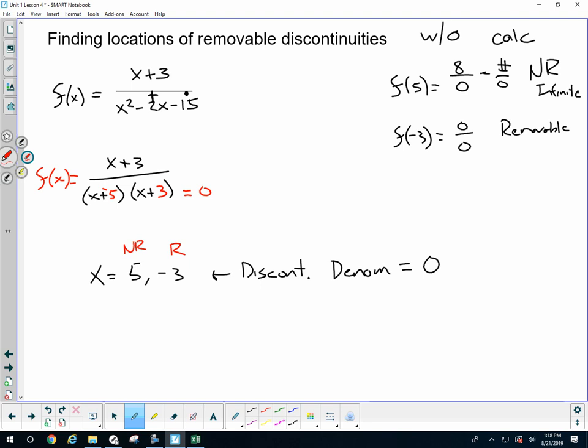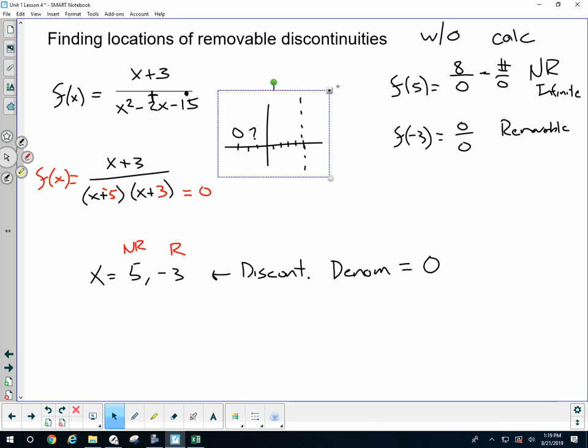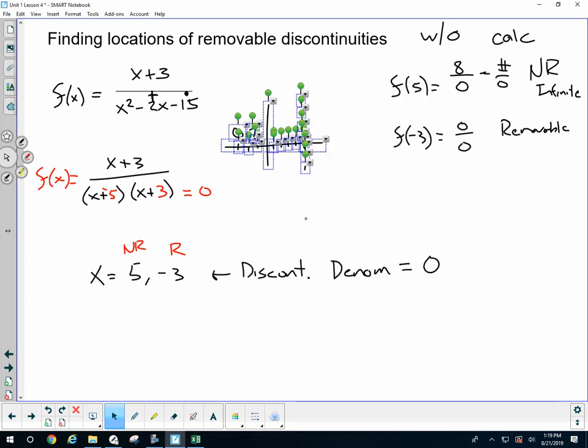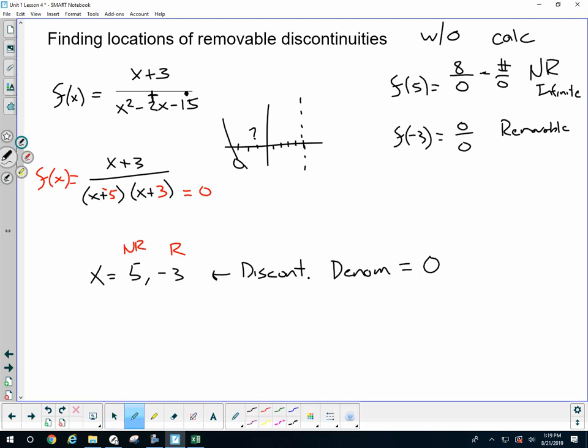But I'm asking you now to find the location of the removable discontinuity. So if I looked at the graph of this, I don't know what it looks like. I know that at negative 3, I have a hole. At 5, I'd have an asymptote. I want to figure out where is this hole's location. Is the hole going to be up here? Is the hole going to be down there? How am I going to find that?